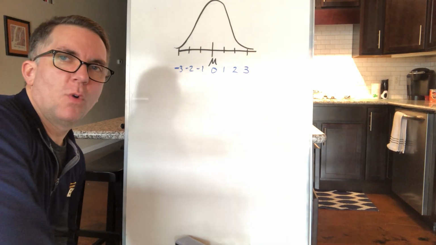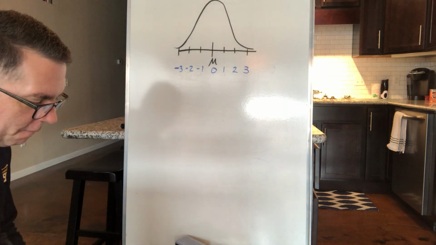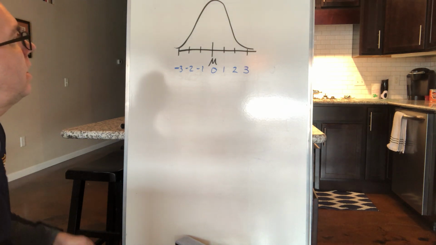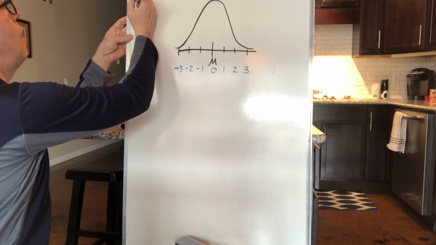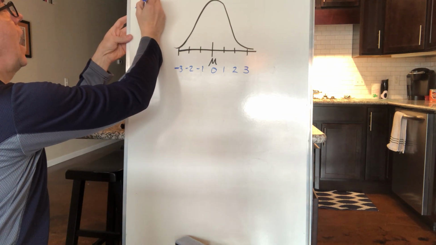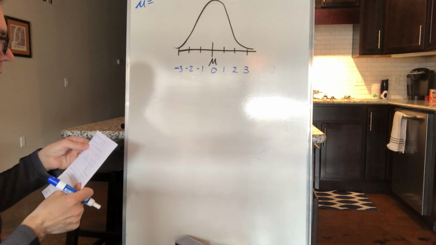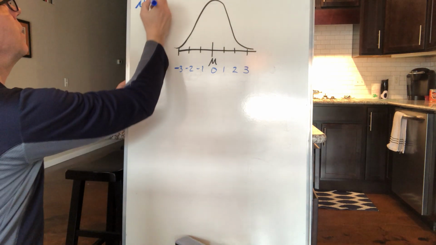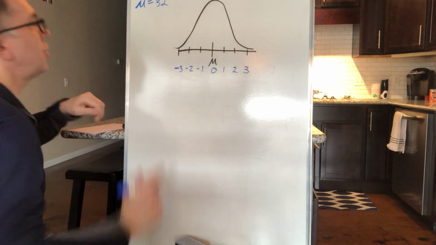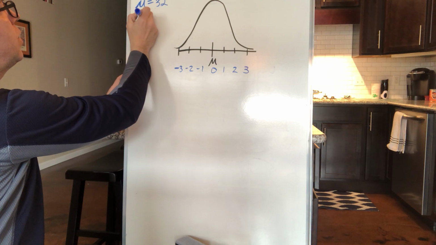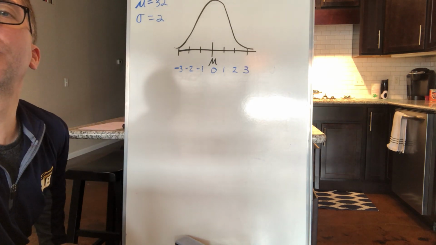All right, class, let's talk more about normal distributions. Let's take a look at the following example. The miles per gallon of a Jeep Compass on the highway, let's see, average miles per gallon is approximately 32, with a standard deviation of 2. So mu equals 32 and sigma equals 2.